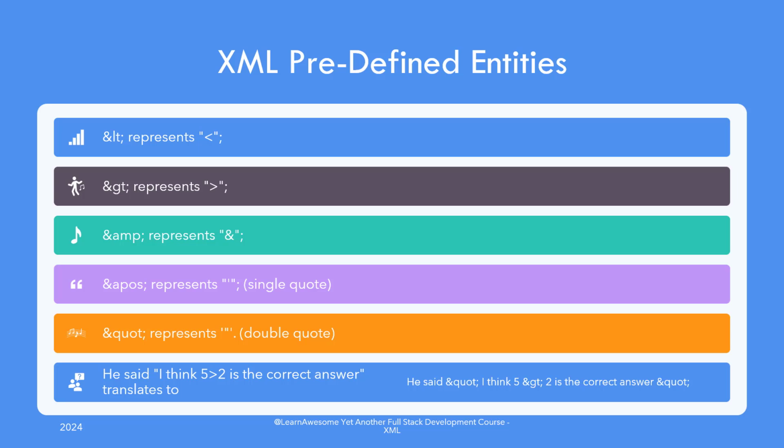So &lt; represents the left arrow or less than sign. &gt; represents the greater than sign. &amp; represents ampersand. And &apos; represents a single quote, and &quot; represents double quote. Note that these 5 entities are defined at the XML level.